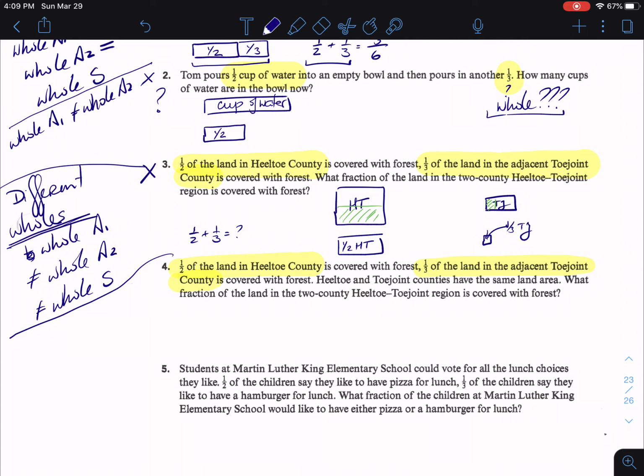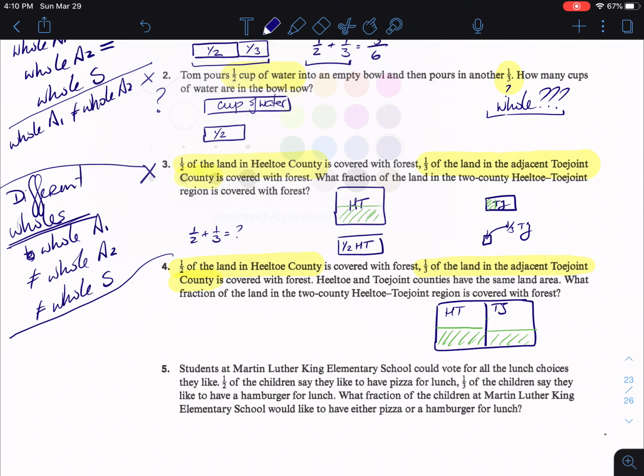Interesting. Then we need to know what fraction of the land in the two-county heel-toe-toe-joint region is covered with forest. Okay, so these are adjacent, and they're actually the same area. This is heel-toe and toe-joint. Let's see if we can shade the forest here: half of the heel-toe and a third of the toe-joint.